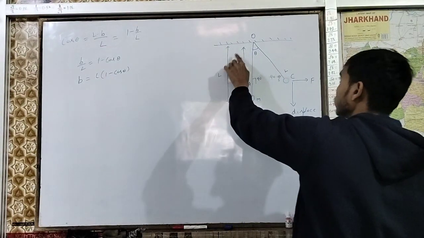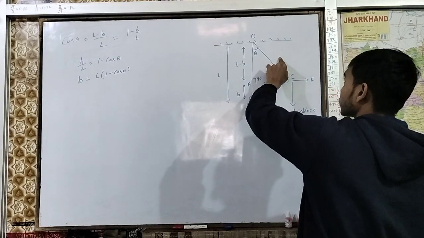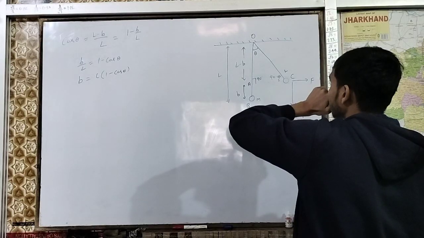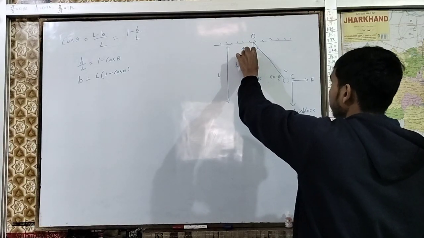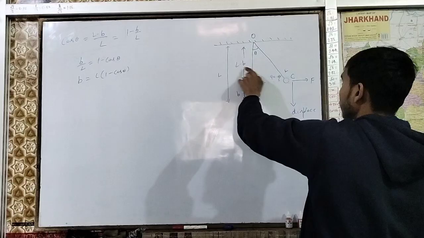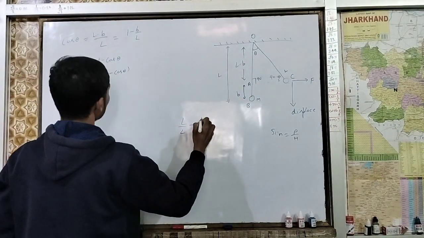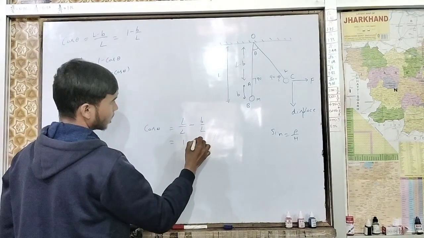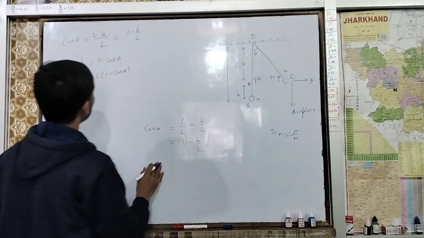So cos theta is equal to L minus b upon L. This is the force component, so this will be cos theta. So cos theta will be equal to L minus b upon L, that is L upon L minus b upon L. This is our cos theta, which gives 1 minus b upon L.